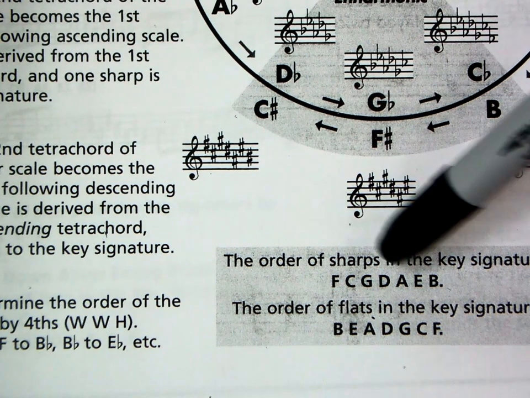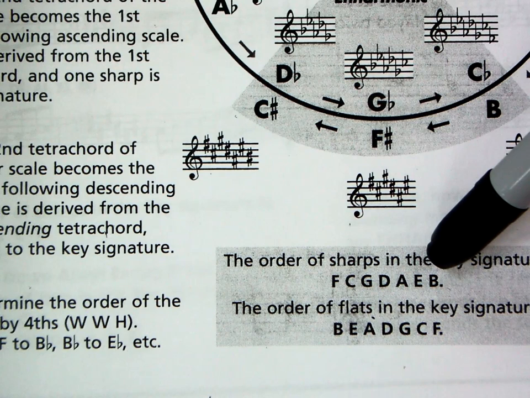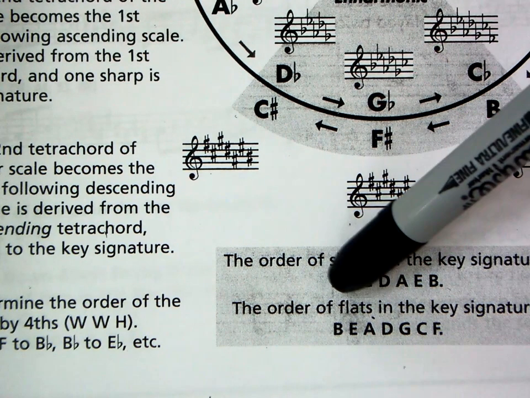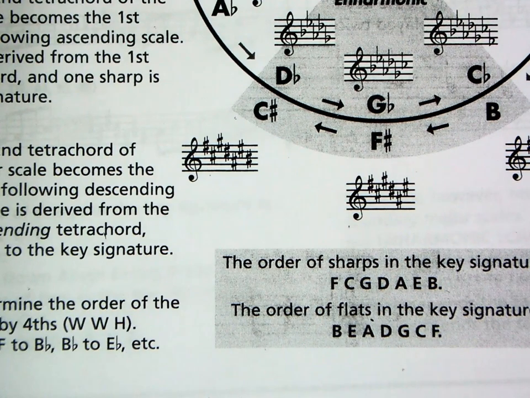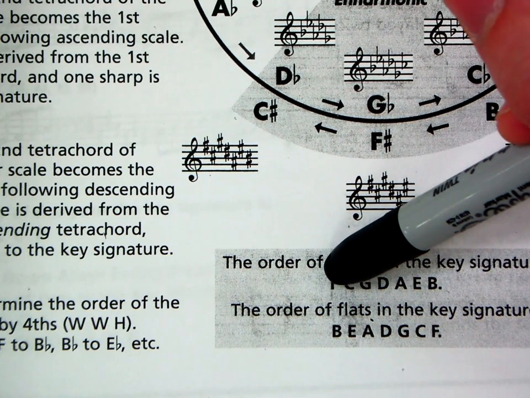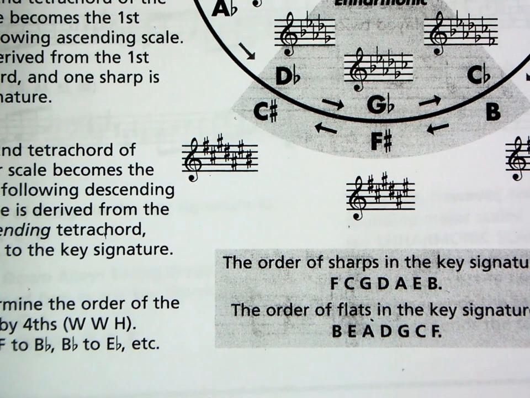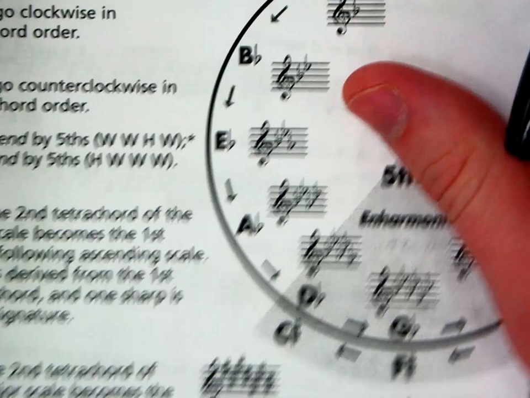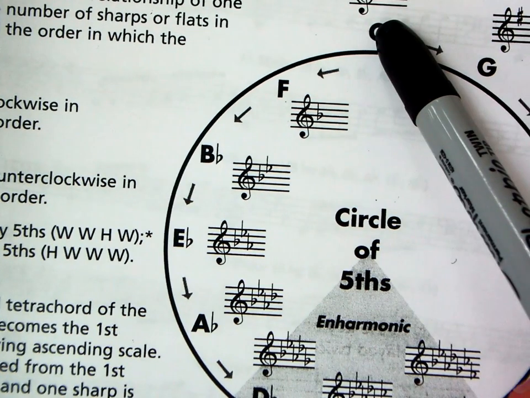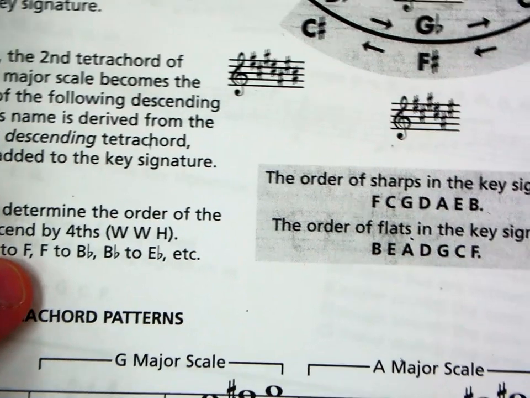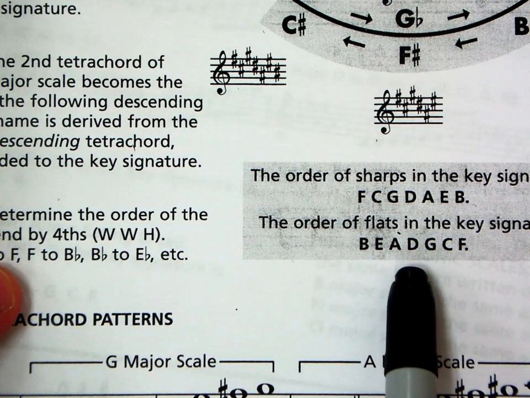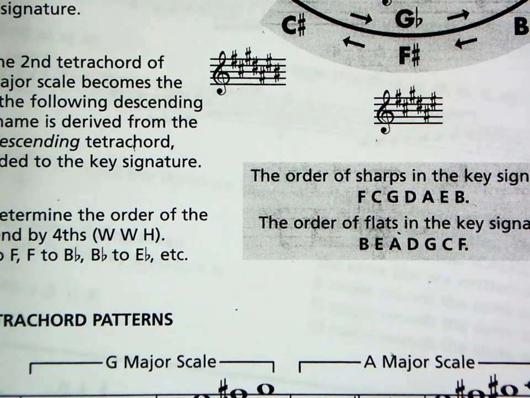So the order of sharps: F, C, G, D, A, E, B. And then backwards, it's the same thing, right? So B, E, A, D, G, C, F. So the order of flats. Now that's telling us, if we're talking about the key of G, we know the key of G has 1 sharp. We can look here. That sharp has to be F. If we're talking about the key of A flat, alright, so we'll go up here and do one as an example. C, 0, 1, 2, 3, 4. Key of A flat has 4 flats. If I use the order of flats, B, E, A, D, those are the 4 flats that are in the key of A flat. Alright?